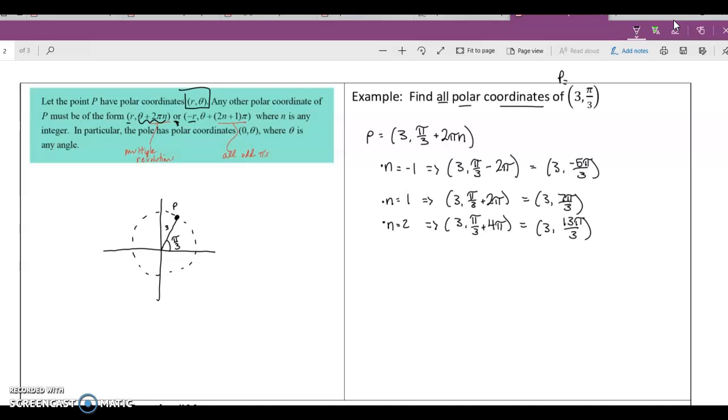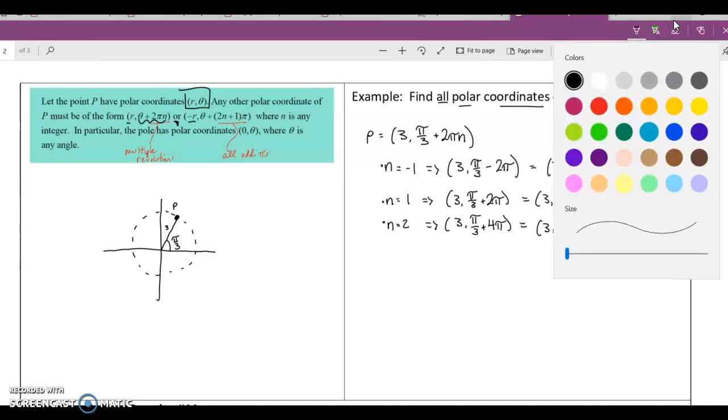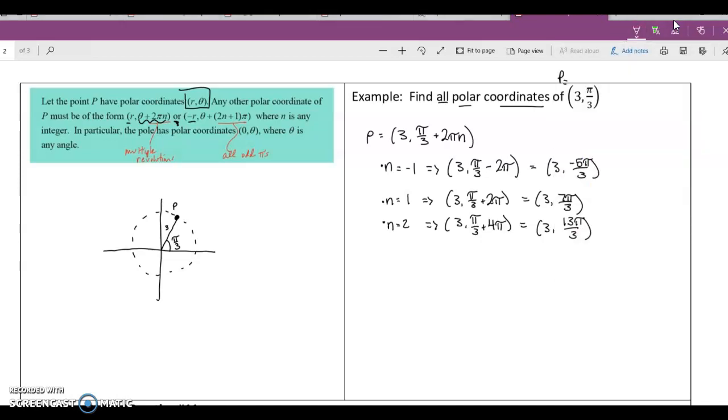So now is where it gets a little bit trickier because we're adding in that negative radius now. So remember, let's say that this point right here has an angle of pi over 3 plus pi, so 4 pi over 3.